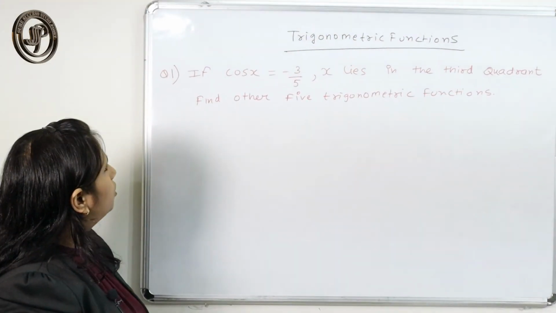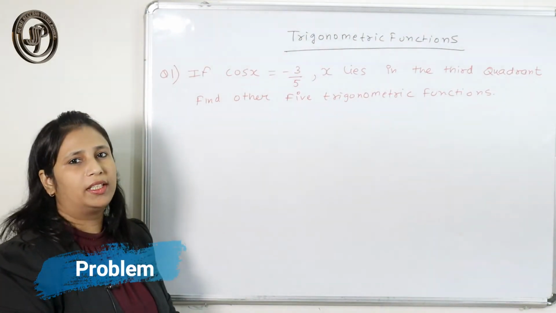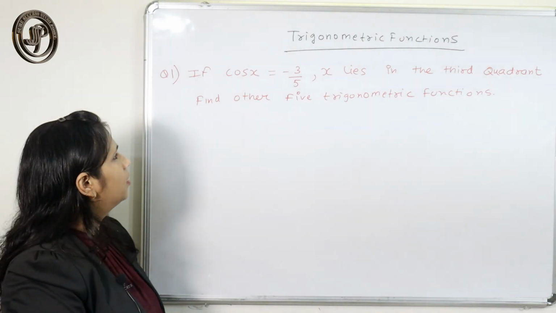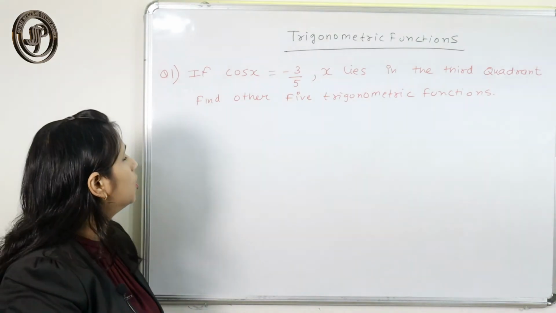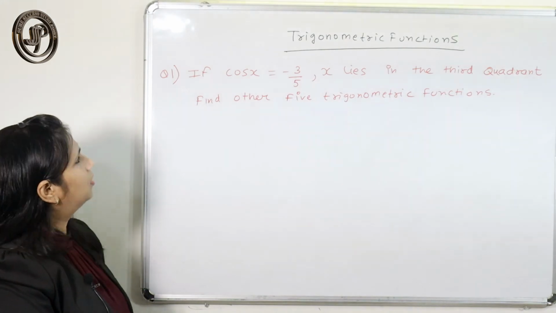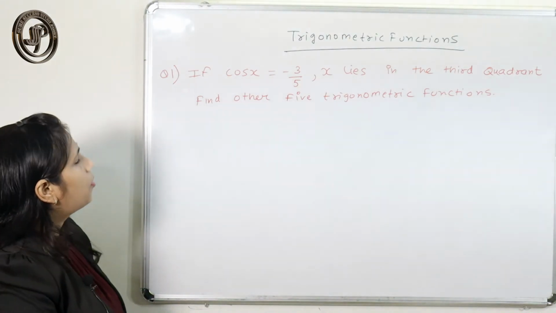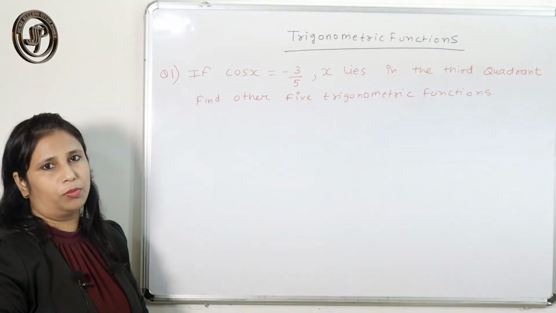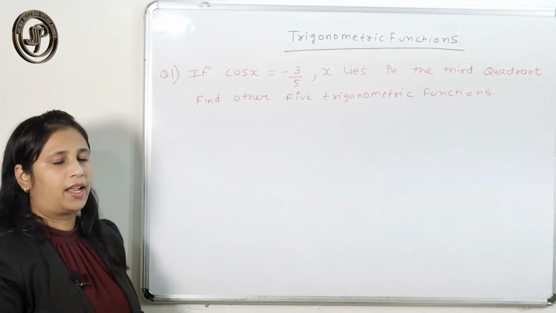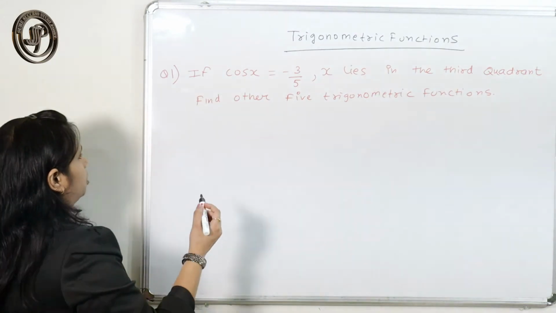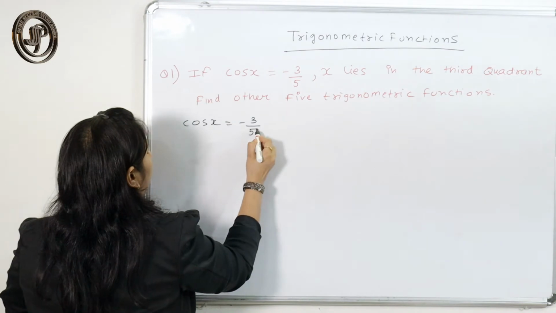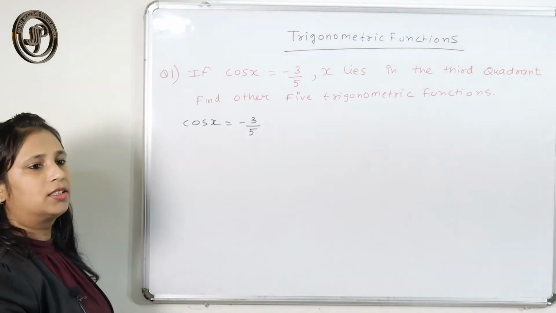So here is a question: if cos x is equal to minus 3 by 5 and x lies in the third quadrant, find the other 5 trigonometric functions. One trigonometric function is given, that is cos x equals minus 3 by 5. You have to find the rest of the 5 trigonometric functions, meaning the values of sine, tan, sec, cosec, and so on. So how do we do this question? Cos x is minus 3 by 5 and x lies in the third quadrant.